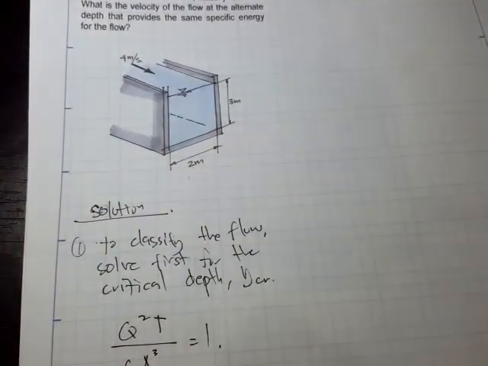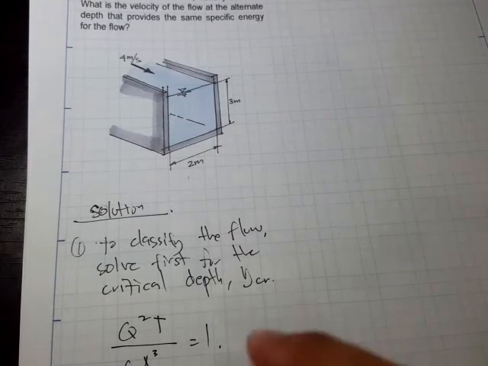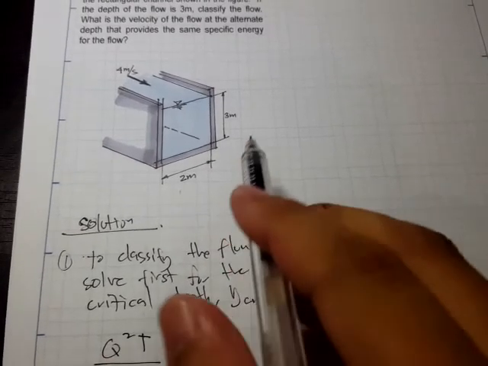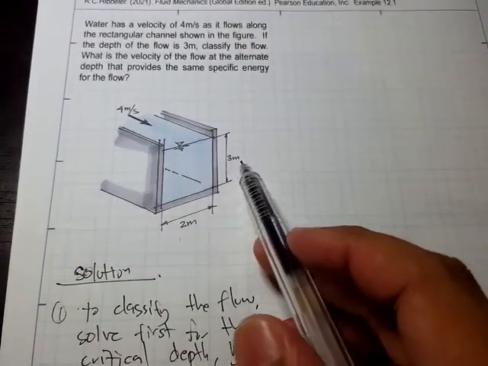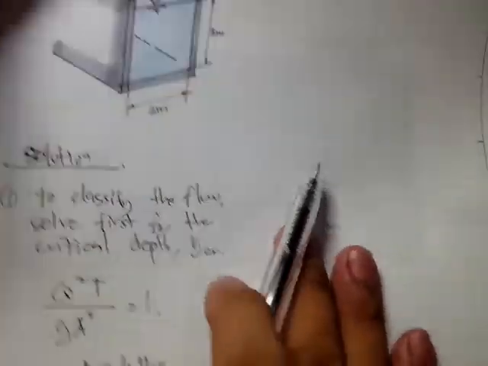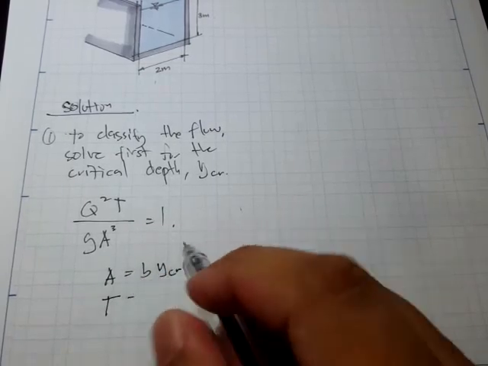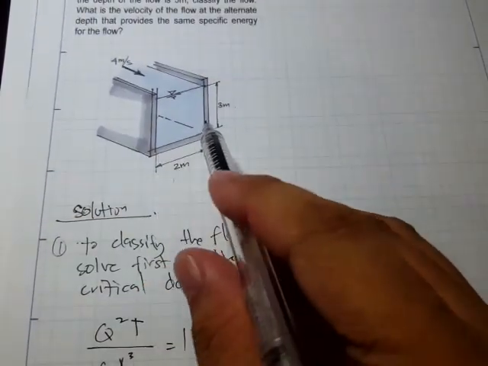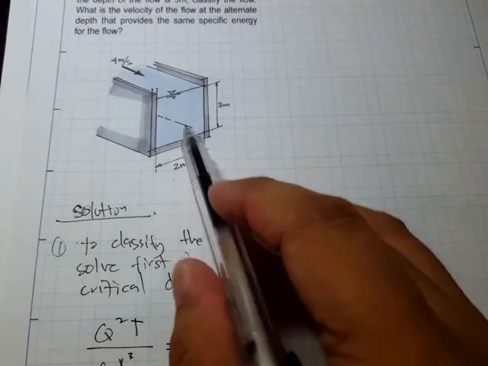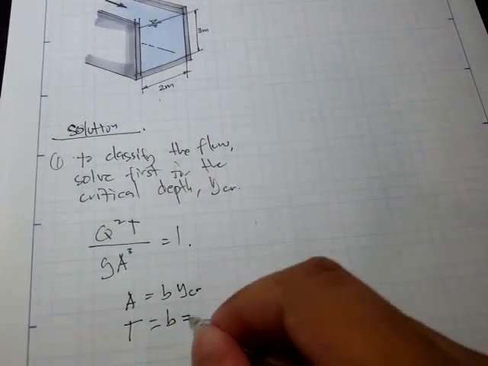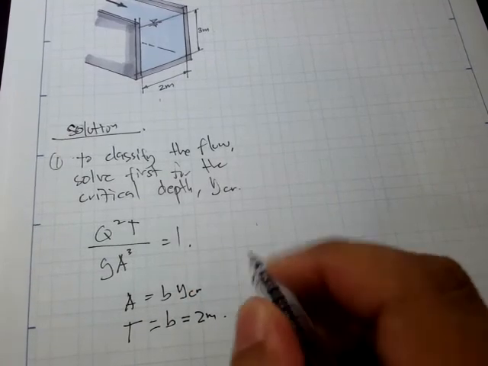So y sub c, of course, we are solving for y sub cr, so we are not going to use this 3 meters. And also for the top width, since this is a rectangular channel, the bottom width is just equal to the top width. It's just equal to 2 meters.